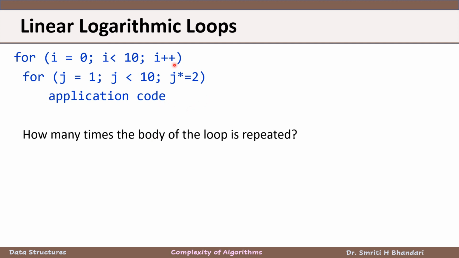So obviously the outer loop is linear, so here n is 10, so the outer loop is repeated 10 times and the inner loop is repeated log of 10 times. So how many times does the body of this loop get repeated? 10 log 10 times. Obviously this is log of 10 to the base 2. So the complexity of this algorithm can be given as f of n equal to order of n log of n to the base 2.